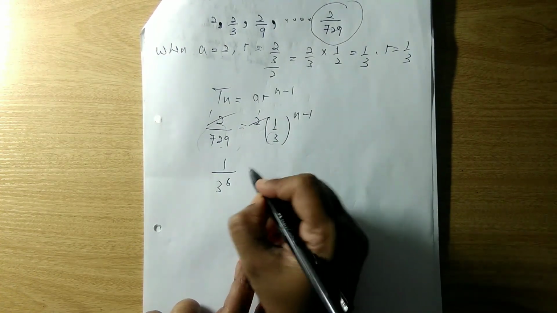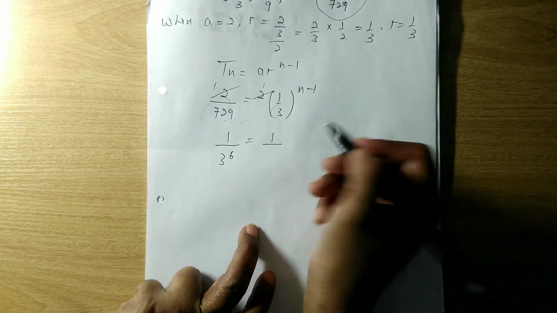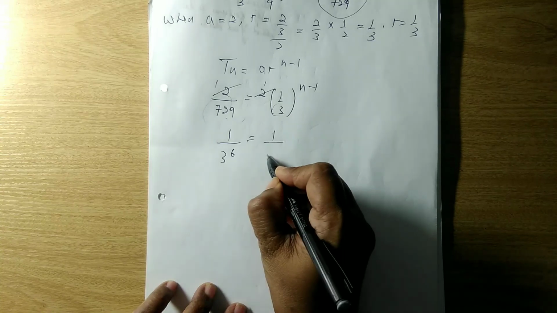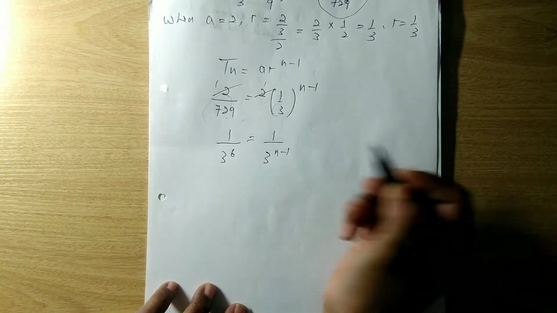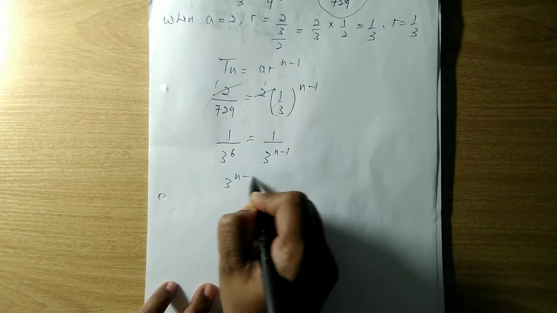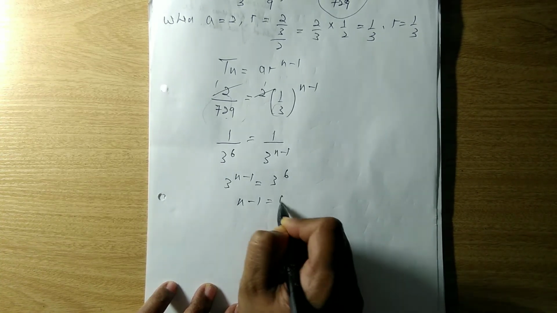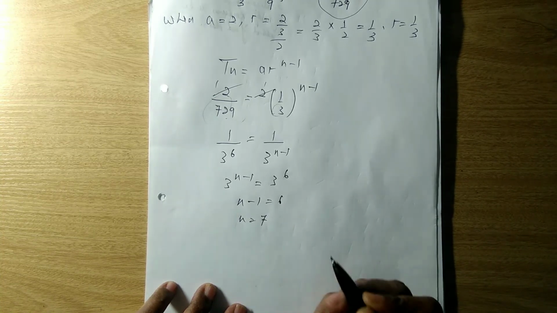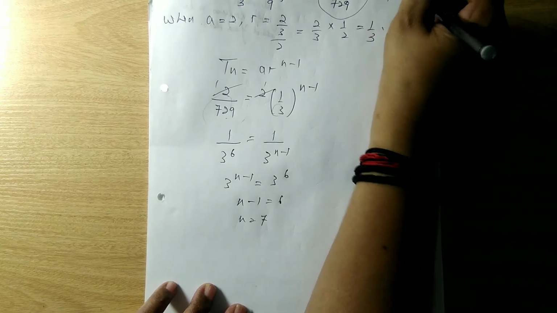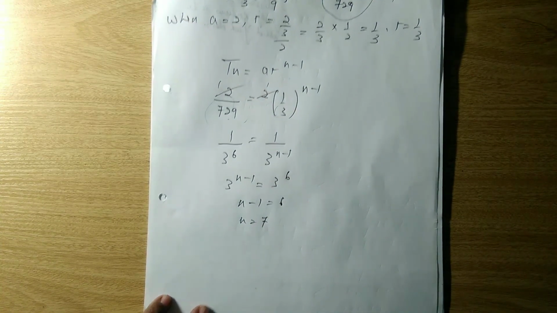Why did I do that? Because I see a 3 here, so I'm trying to use the concept of indices. If cannot, then we use log, like what we did just now. So it's 3 to the power of n minus 1 equals 3 to the power of 6, we just compare. n minus 1 is 6, so n becomes 7. That means this is actually my 7th term.